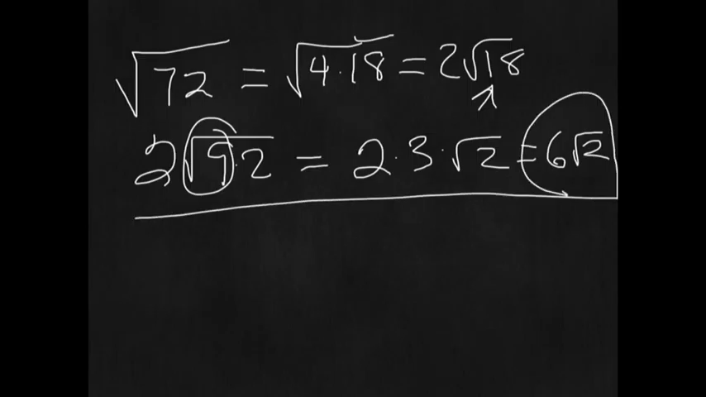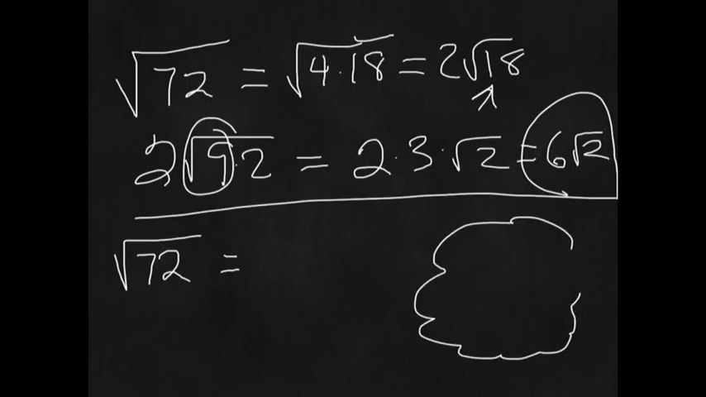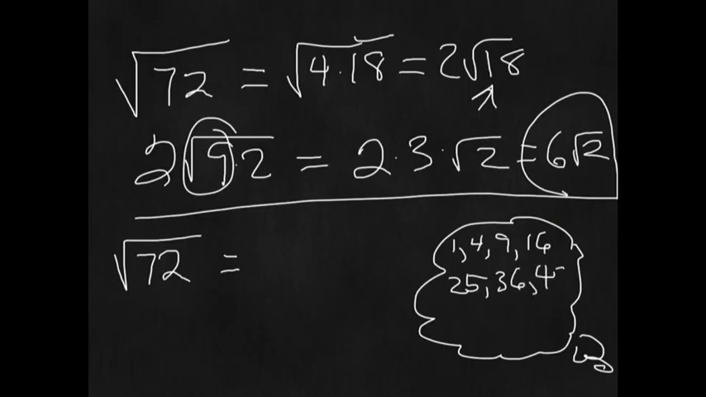I've simplified it correctly. However, could I have done that quicker is the question. What we need to do is really have a good mind about what our perfect squares are. So I'm thinking about my perfect squares. 1, 4. What's the next one? 9, 16, 25, 36, 49. And which one of these goes evenly into 72? The answer is 36. You want to pick the largest perfect square.